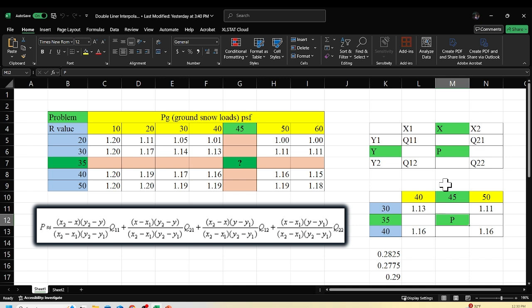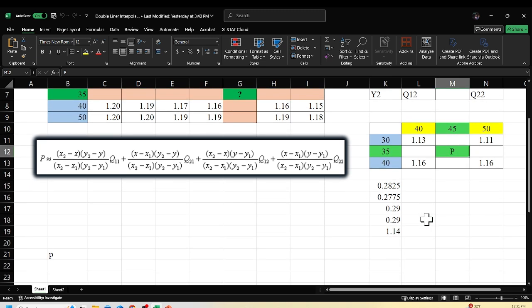So to correspond with it, my x2 is basically 50, my x1 is 40, but the x which I don't have is the 45 I'm looking for. And again, on this column, y1 becomes the 30 for me, and y2 becomes 40, and y, which I don't have, I'm looking for is 35, to correspond to p. To make it easier for myself, I use this equation.